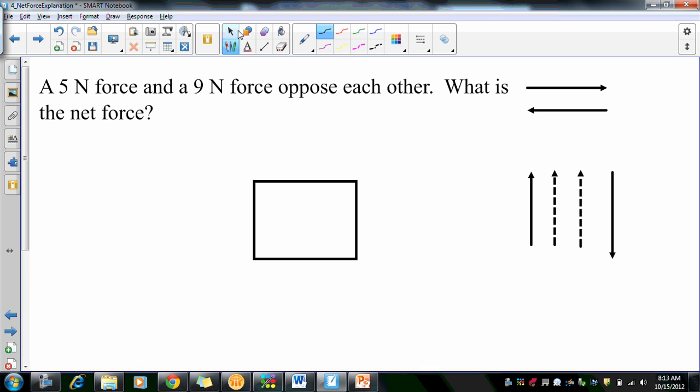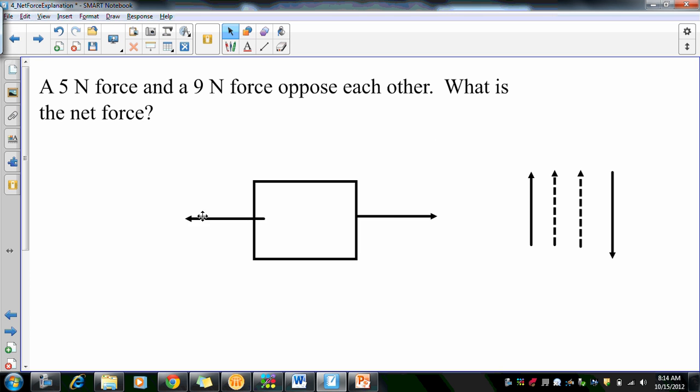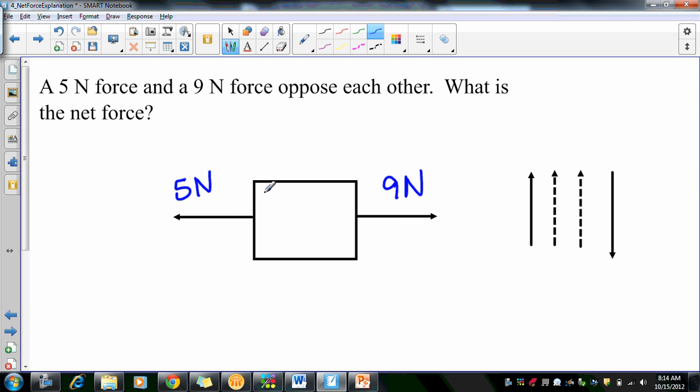All right, so why don't we try a couple of examples for net force. A 5 newton force and a 9 newton force oppose each other. What is the net force? Well, let's go ahead and draw a free body diagram just so that we have completeness here. They oppose each other, which means they go in opposite directions. One force is 5 newtons, the other force is 9 newtons. Since they're going opposite directions, you will subtract. So F net is equal to 9 minus 5, which would be 4 newtons.